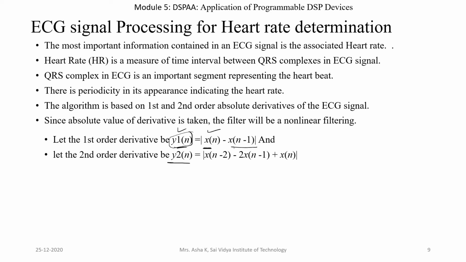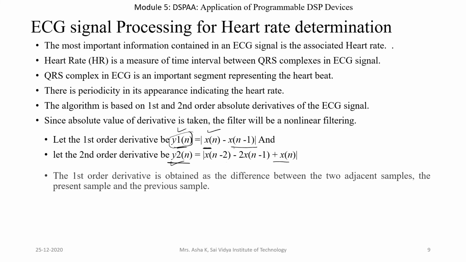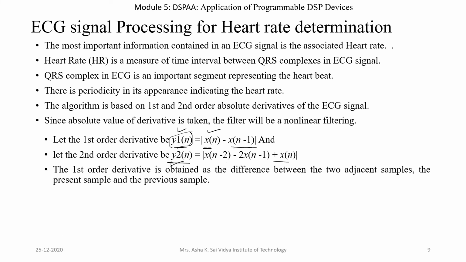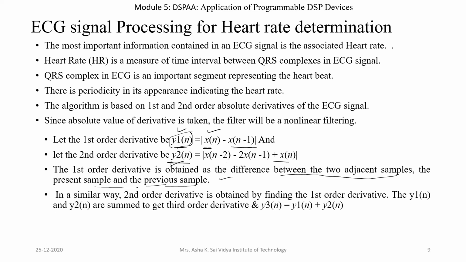It is the absolute value of the second derivative, which is given as x of n minus 2 times x of n minus 1 plus x of n, and the first order derivative is obtained as the difference between two adjacent samples, the present sample and the previous sample. In a similar way, the second order derivative is obtained by finding the first order derivative of that. The y1 of n and y2 of n are summed to get the combined derivative as given here, that is y3 of n is equal to y1 of n plus y2 of n.